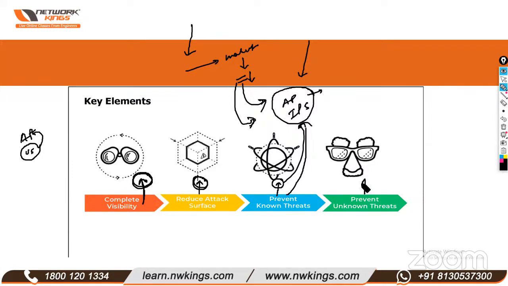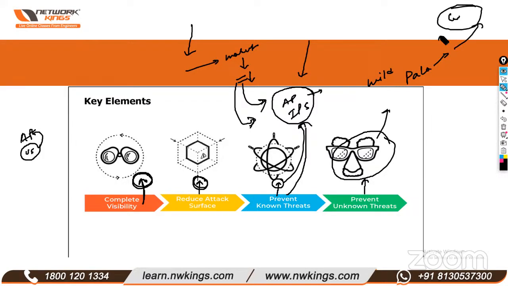It prevents unknown threats. How does it prevent unknown threats? Like in the demo session, I was talking about WildFire. So if the Palo Alto Firewall doesn't understand something, it sends that particular data to the WildFire cloud or WildFire application. It analyzes what is happening to that particular data, whether it's genuine data or not, legitimate traffic or illegitimate traffic. Then it gives a verdict to the Palo Alto Firewall, and then the firewall will either block that particular data or allow it.